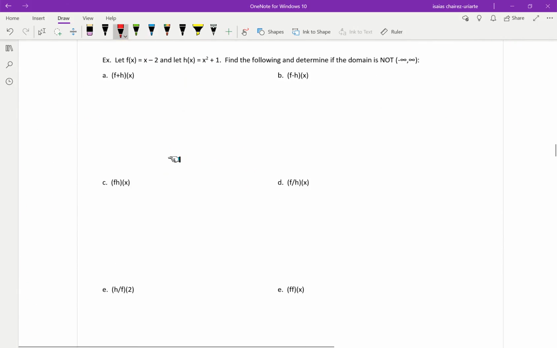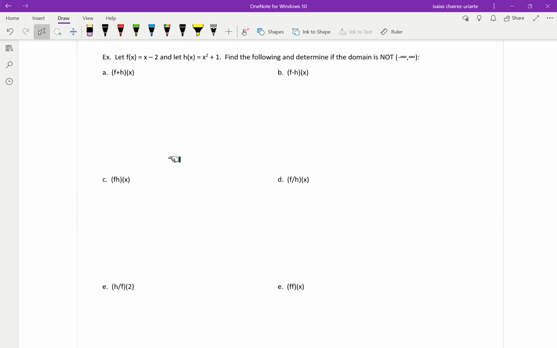This guy has a lot more parts, and that's okay. So we were given two functions, f of x, which is x minus 2, and h of x, which is x squared plus 1. And if you think about it right now, just for reference, think about what the domains of our original functions are. So for f of x, I'm going to say that the domain is negative infinity to positive infinity.